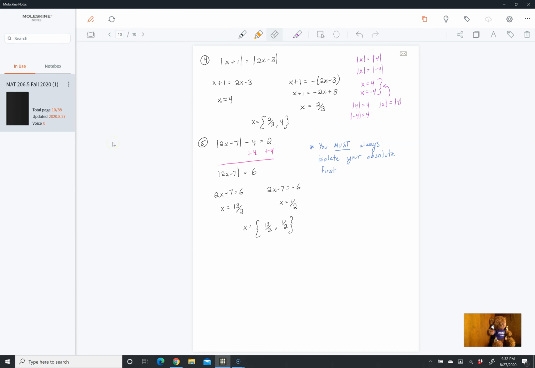And the only other thing is, any absolute value equation gives you 2 equations to solve. Notice in every one of these 5 examples, there were 2 equations that we solved in the end, okay, right? One where it's equal to the positive and one where it's equal to the negative.